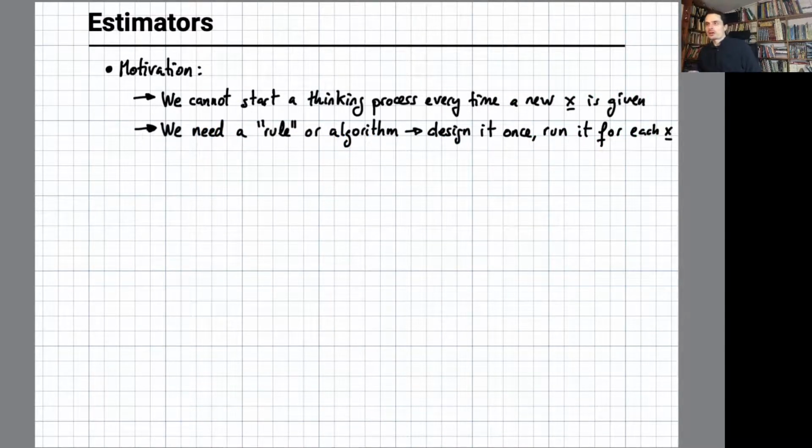So now we get to one of the most important concepts in estimation theory, and this is the concept of estimator. The motivation is that we cannot start to think what is the estimate we want to provide every time we receive a new observation. We need an algorithm or a rule that allows us to compute the estimate from any possible value of the observations. In this way, we can code this algorithm in a computer or in a microcontroller or something like that. So the approach is that we do all the thinking when we design the algorithm, and then we just run it time after time every time we get a new x.